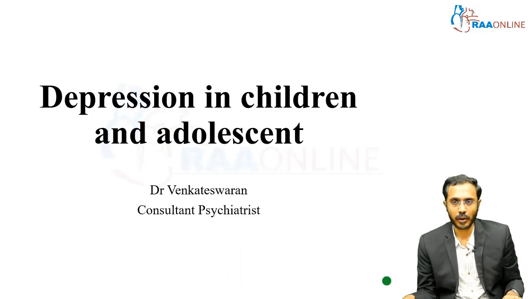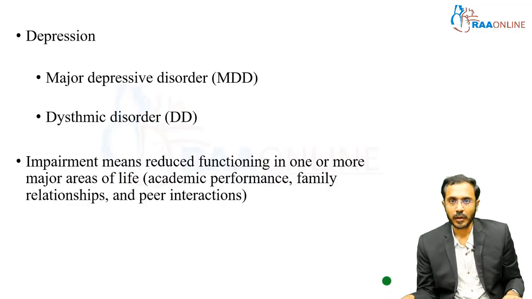So today we are going to discuss depression as well as the management of suicide. Depression is roughly present in children in two ways. One is major depressive disorder and the other is dysthymic disorder. In both these cases, there is significant impairment, which means reduced functioning in one or more areas of life, including academic performance, family relationship and peer interaction.